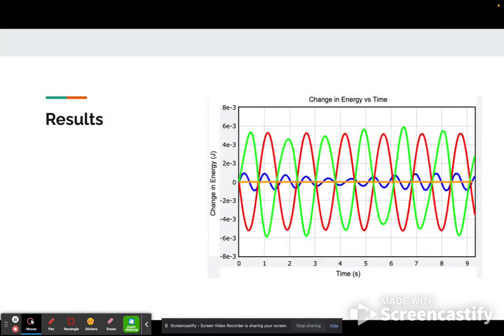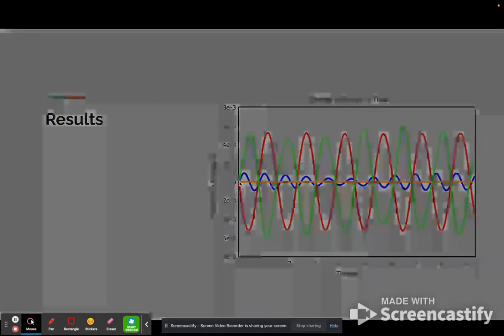We see that delta G and delta U, they go back and forth. So the green and the red lines. And then kinetic energy oscillates. That's the blue line. So it kind of goes up and down based off the motion of the spring mass system. And then the orange line is delta E. So we can see that is equal to zero, or at least close to zero.